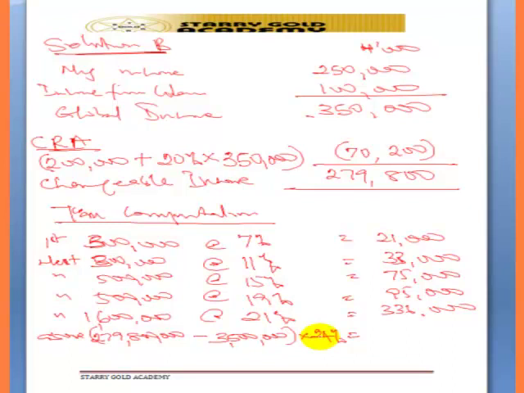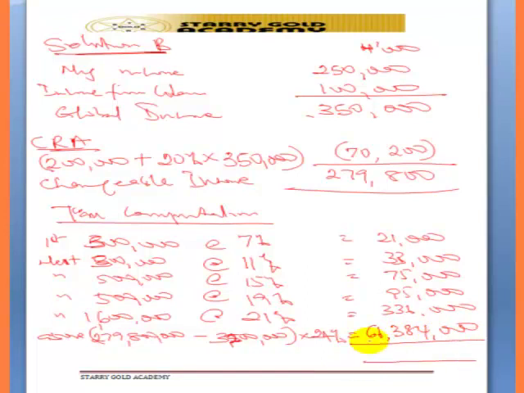Then finally, the last one, 279,800,000 minus 3,200,000. Then multiply by 24% is 66,384,000.